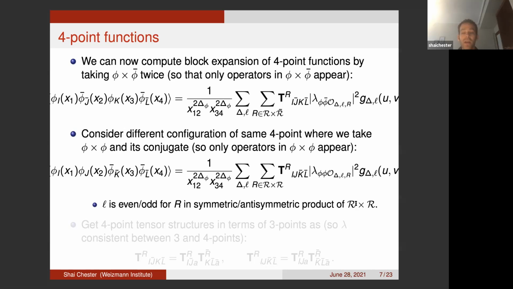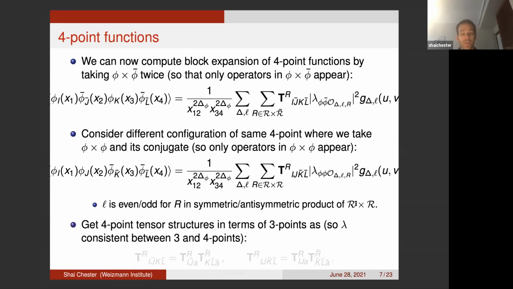So finally, we need to identify how to compute these 4-point tensor structures. But that's very simple. You can do it simply by contracting the 3-point tensor structures we just computed. It's actually very important that the one comes from the other because, of course, we have this OPE coefficient which is appearing in 2 places, in the 3-point function and the 4-point function. And we want these definitions to be consistent.